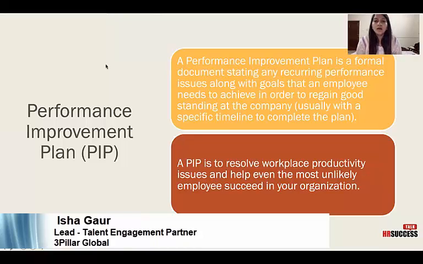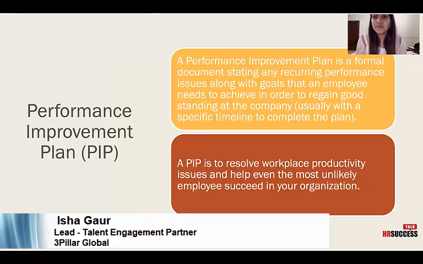Now, what happens is that we talked a lot about performance management. Now, there are different ways how you can manage the performance. There are different ways how you can evaluate performance. But what happens if somebody is not able to perform? What happens if somebody is not performing up to the mark? So there comes the performance improvement plan.